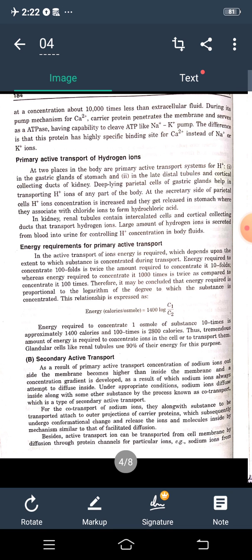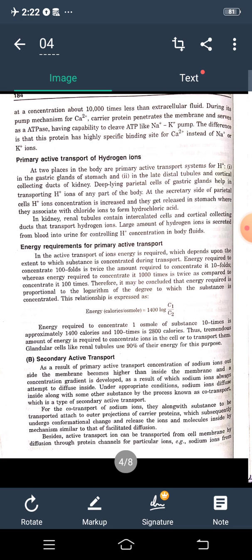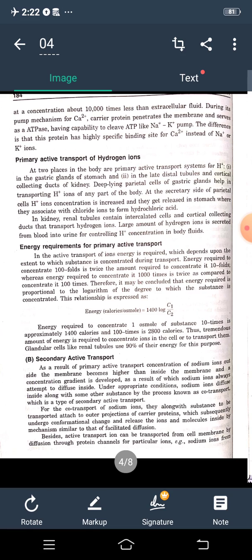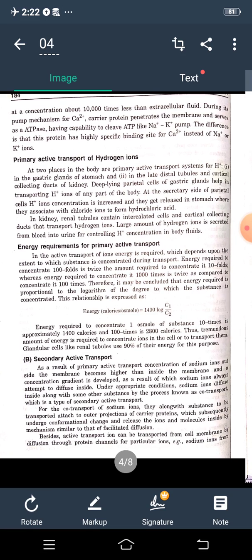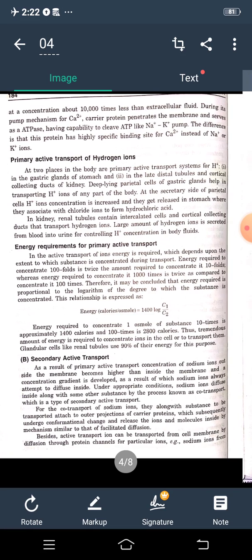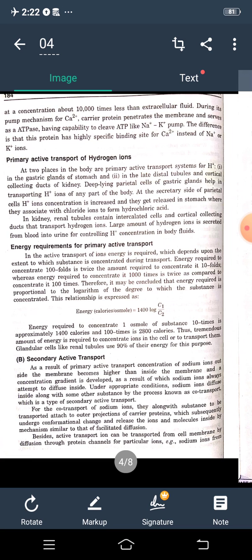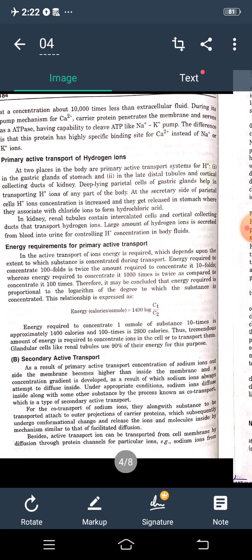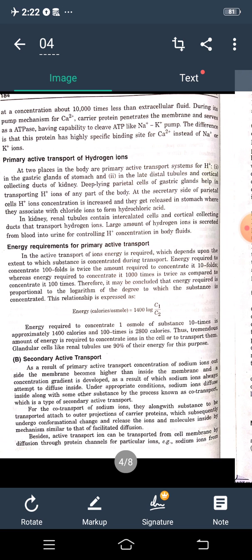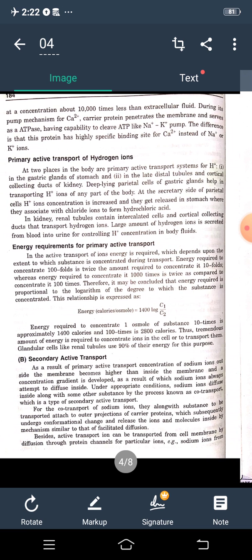During its pump mechanism for calcium 2 plus ions, carrier proteins penetrate the membrane and serve as ATPase, having the capability to cleave ATP like the sodium potassium pump. The difference is that this protein has highly specific binding sites for calcium 2 plus instead of sodium or potassium ion. Primary active transport of hydrogen ions.